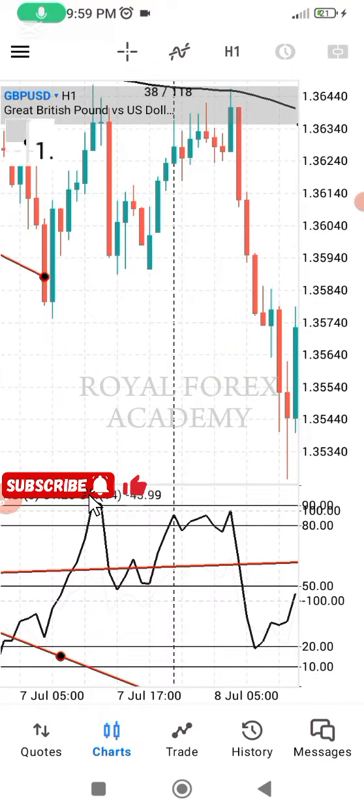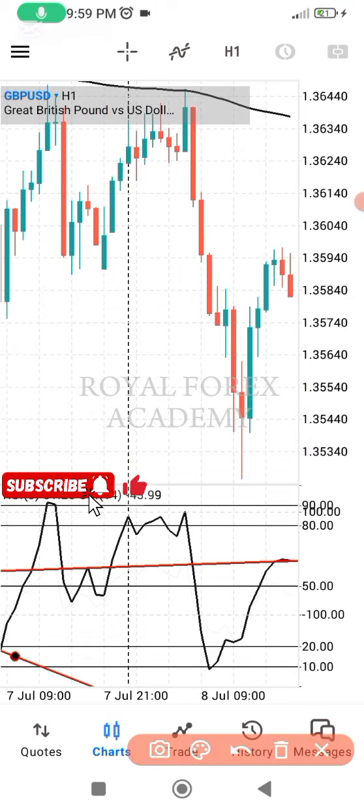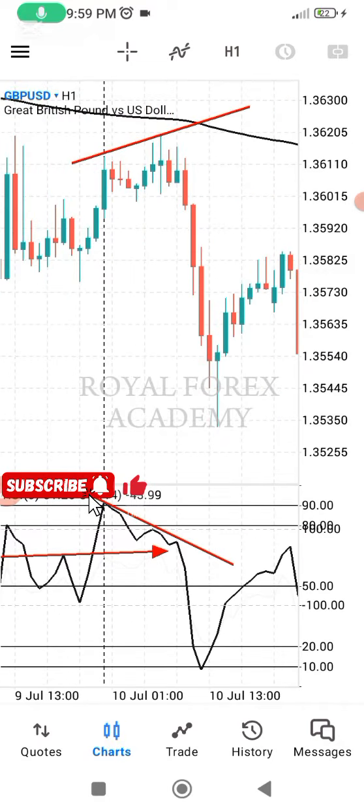Look at here now, this resistance zone. So you can see that. And then look at this engulfing candle. That is our sell. And price pull to the downside. So this pattern, this method are consistent, very much consistent.